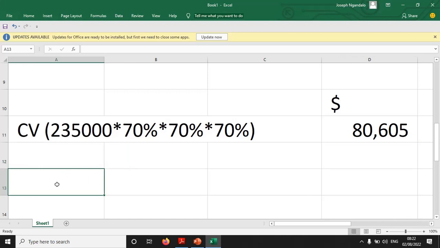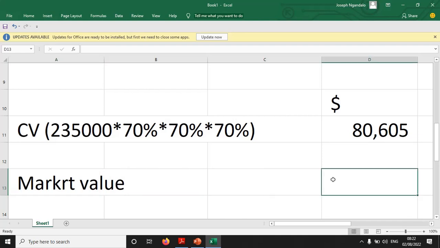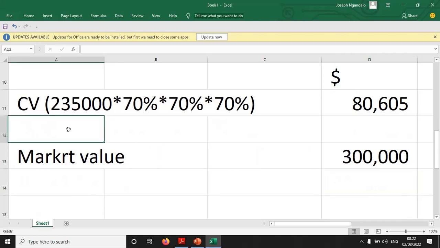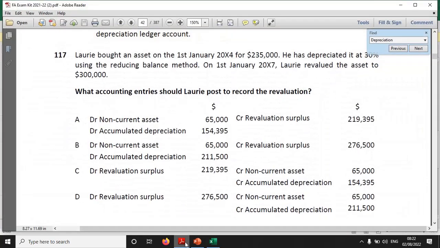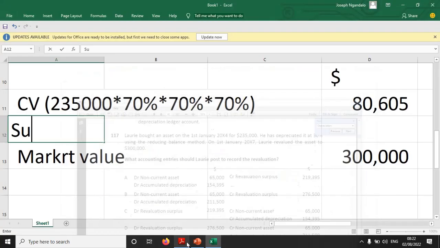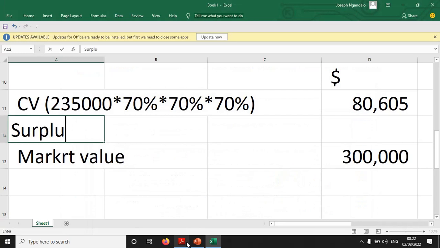Now, here comes the revalued amount or new amount, market value, if I may call it in this class. What is the market value of this land? 300,000, right? You can see that, eh? So what is the revaluation surplus, if we have any? Isn't that the question that the examiner is asking? What accounting entries should Lord post? Anyway, let's first of all find the surplus.